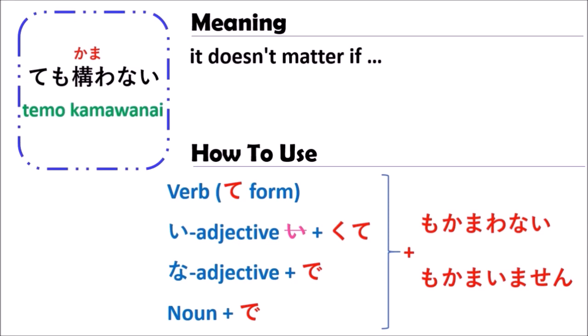Here, you can write in hiragana, as you see here, or you can write in kanji. It doesn't matter, it has the same meaning in Japanese. So when you write kamawanai, you can write in kanji or in hiragana. It doesn't matter, it just has the same meaning.